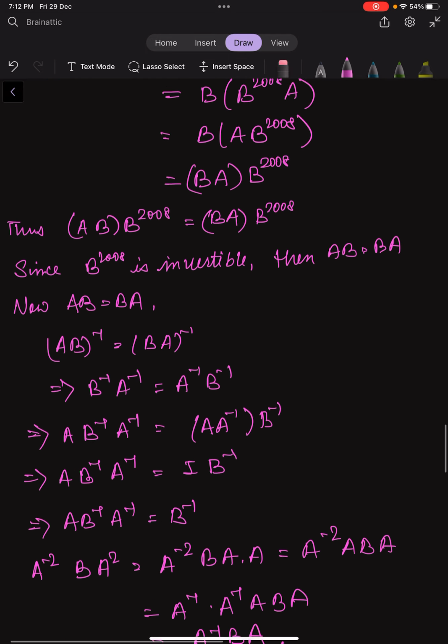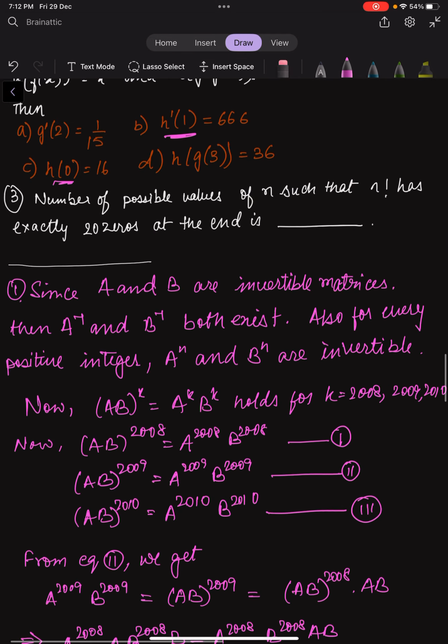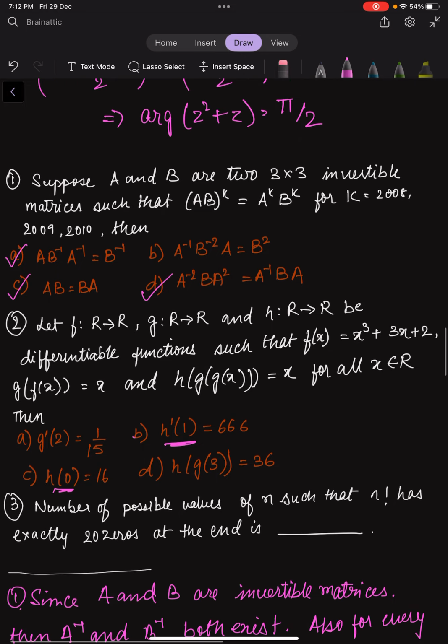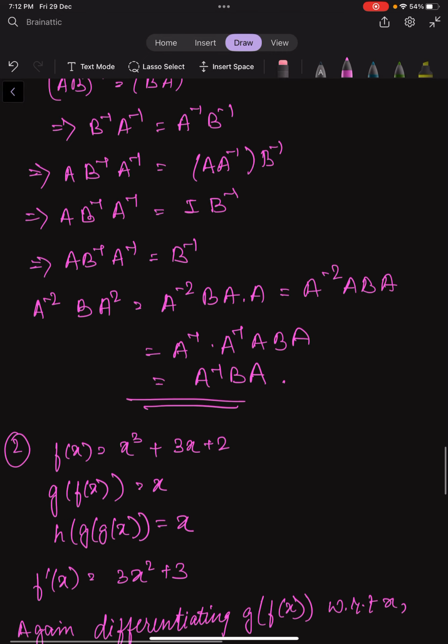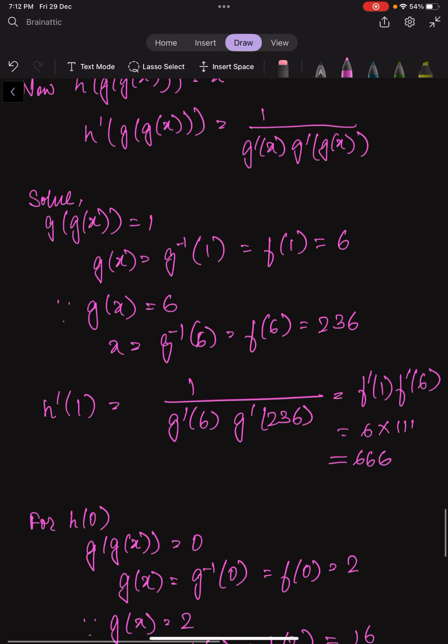Now solving problem number 3. Okay, before that we'll just check our options which are there. So options B and C are correct. Options A and D do not match. Now solving for problem number 3.